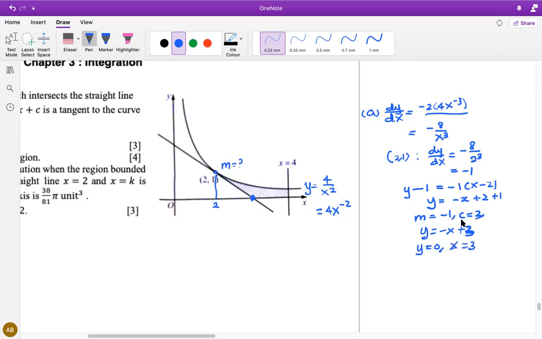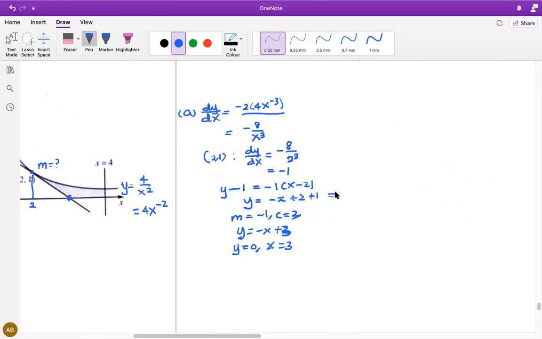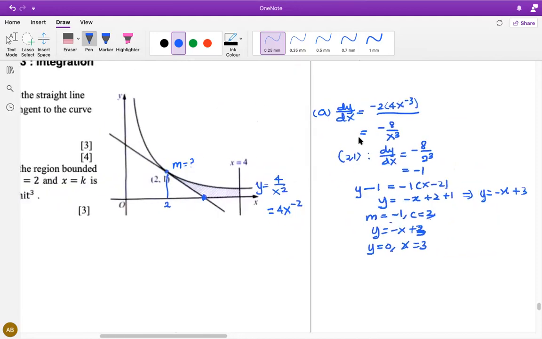Right, sorry about that. So here is y minus 1. I repeat, y minus 1 equals negative 1 times x minus 2. So therefore you get negative x plus 2, and then you plus 1. Therefore you get the equation of the straight line should be y equals negative x plus 3. So our m is negative 1, c is 3. Sorry for that. Right, so this is B.